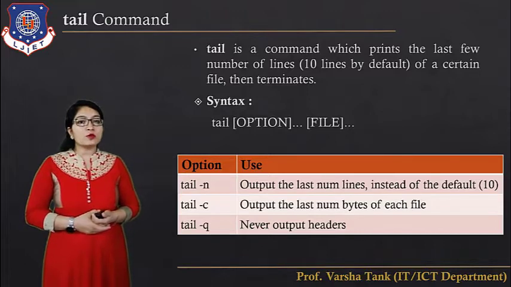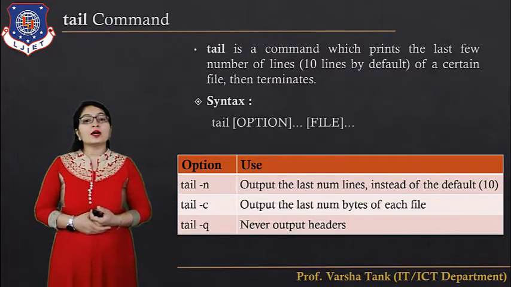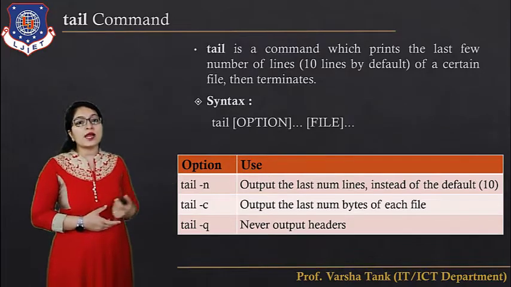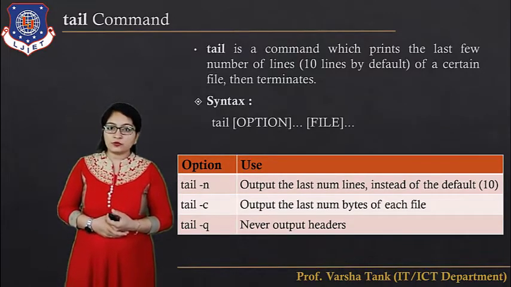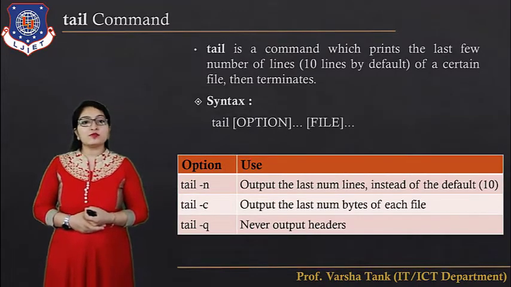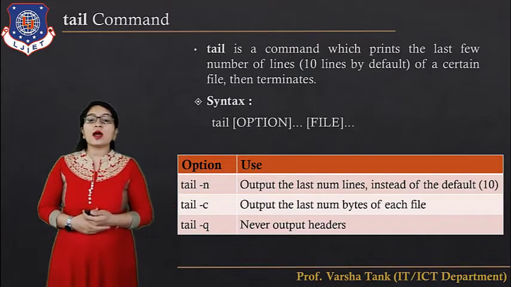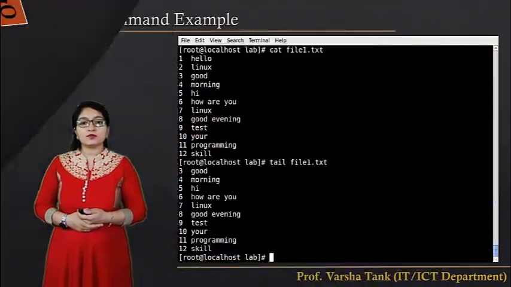Here these are the options, similar to head. tail -n outputs the last n lines instead of 10 by default. Then tail -c outputs the last n bytes of each file, and tail -q never outputs the headers.